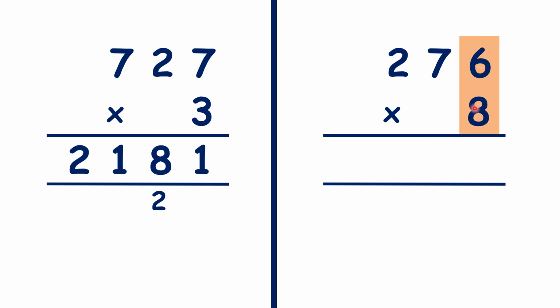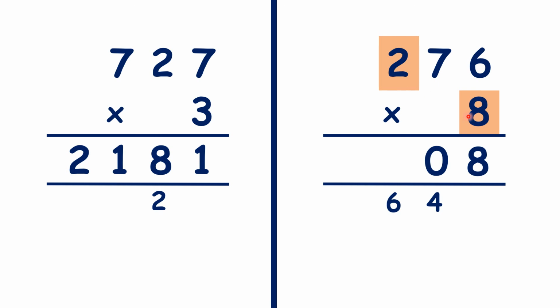6 times 8 is 48. 7 times 8 is 56, plus 4 is 60. Now 2 times 8 is 16, plus 6 is 22. So our answer is 2,208.